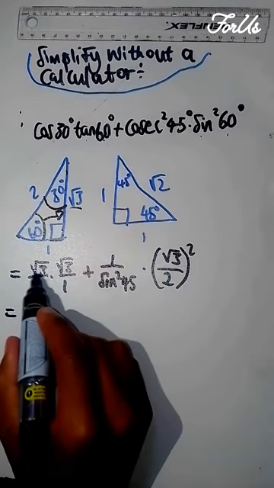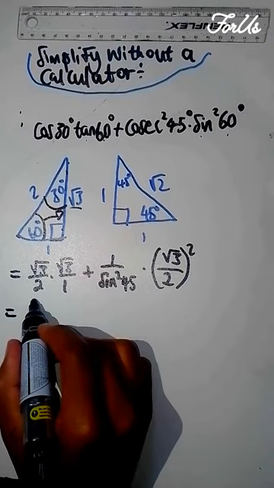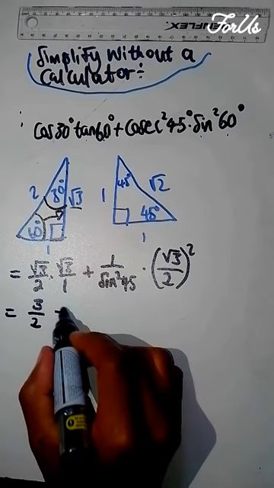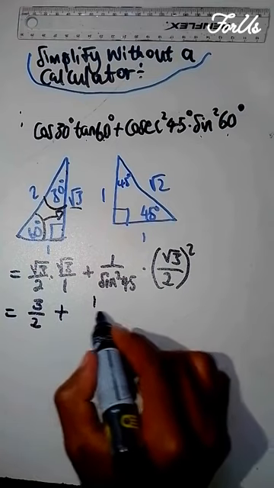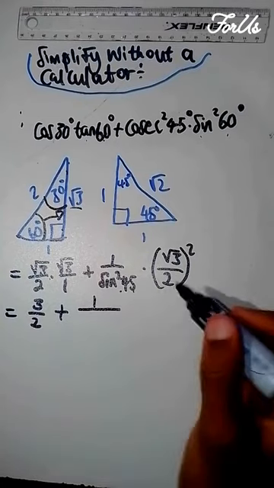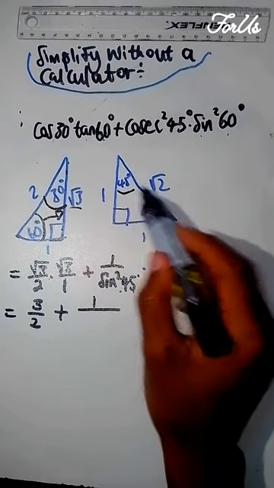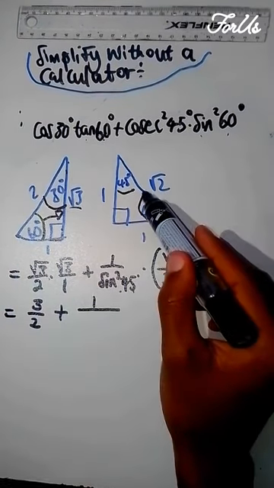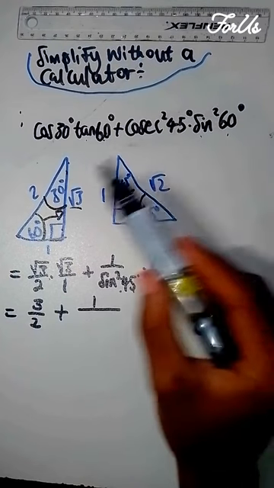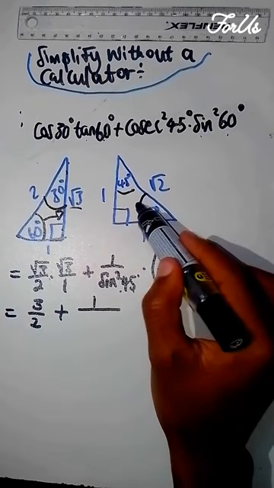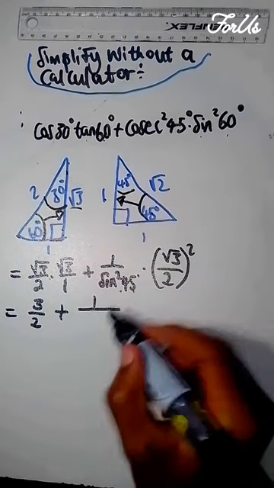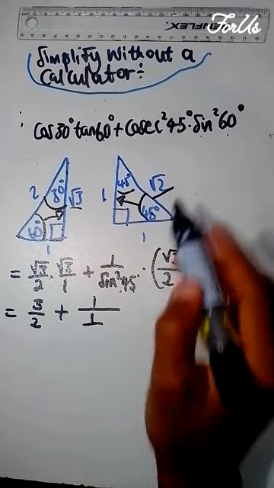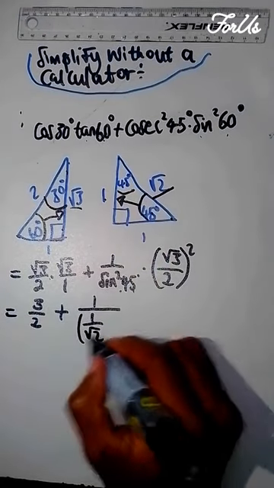Next, let's multiply this. This times this is going to be 3 over 2 plus 1 divided by sine 45. Here we have 45, we have 45. You can choose this 45 or this 45, the answer will be the same. Here I'm choosing this 45, and sine is opposite divided by hypotenuse. If I choose this 45, the opposite will be this side, 1, and the hypotenuse is the other side, square root of 2, all squared.